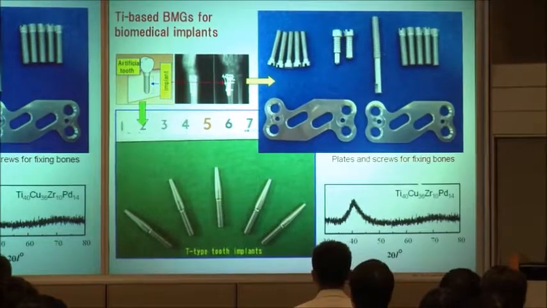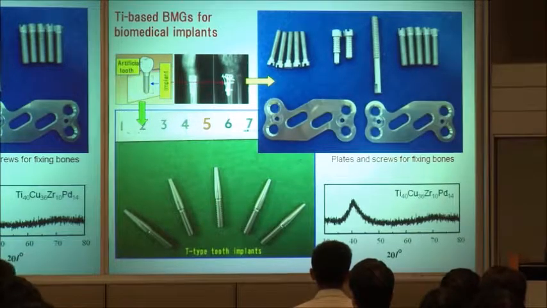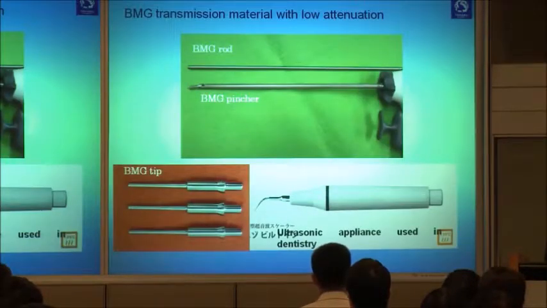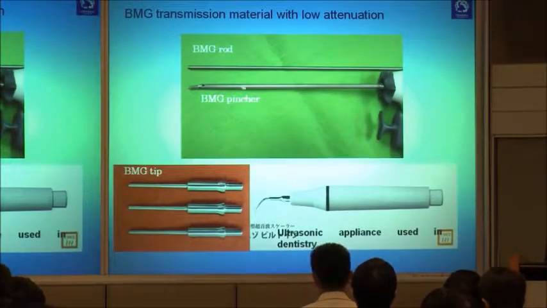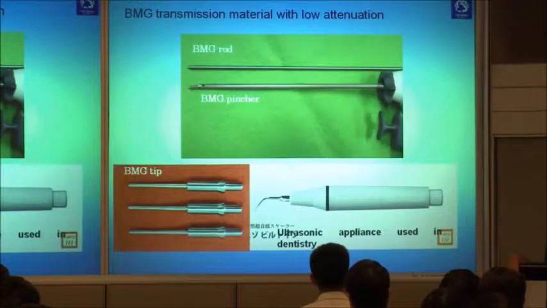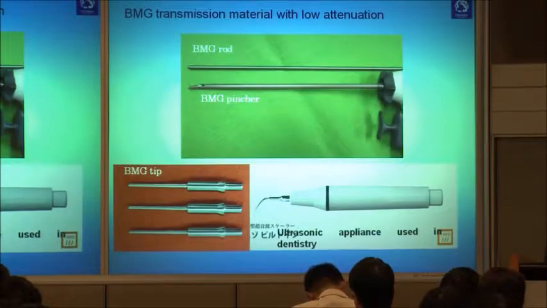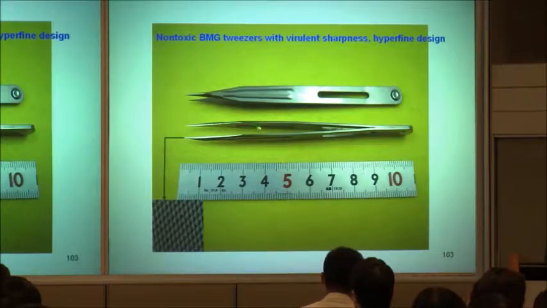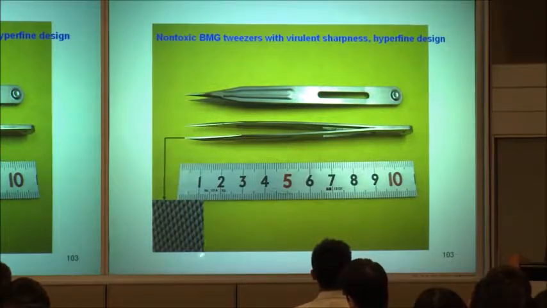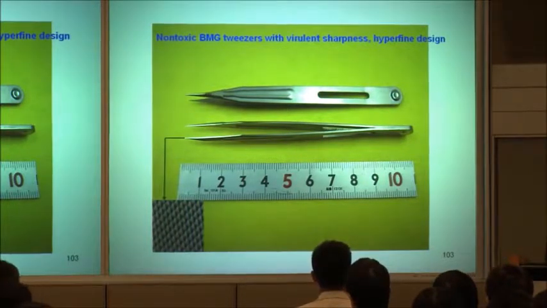And also, titanium-based BMG without nickel element has been tested as plates and screws for fixing bones and tooth implants. Also, Glassy alloy shows good transmission properties with low attenuation. Therefore, these BMG tips have been tested in ultrasonic appliances in dentistry. And we also prepared BMG tweezers with brilliant sharpness and hyperfine designs. These have also been tested.